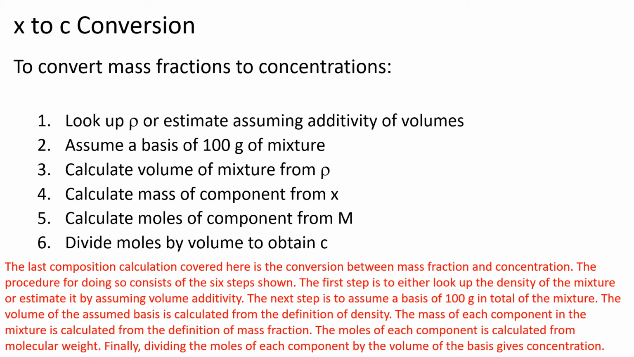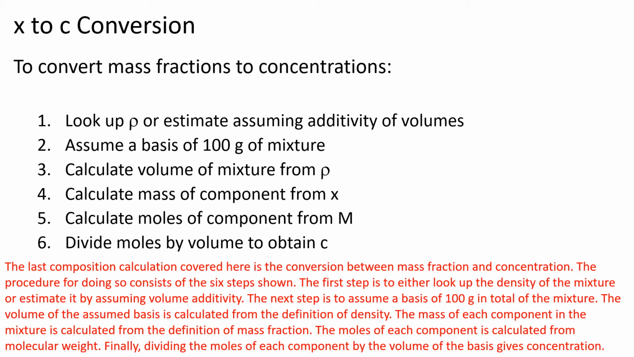The last composition calculation covered here is the conversion between mass fraction and concentration. The procedure for doing so consists of the 6 steps shown. The first step is to either look up the density of the mixture or estimate it by assuming volume additivity. The next step is to assume a basis of 100 grams in total of the mixture.